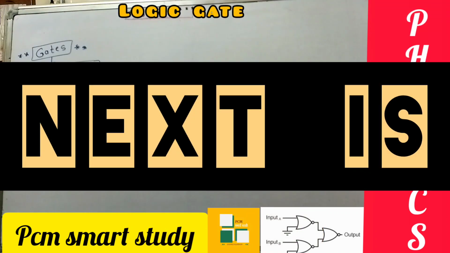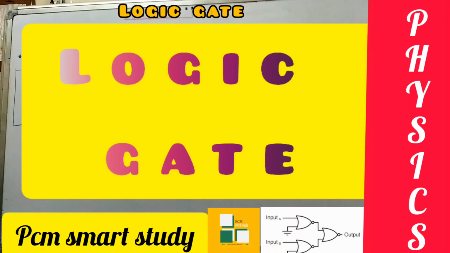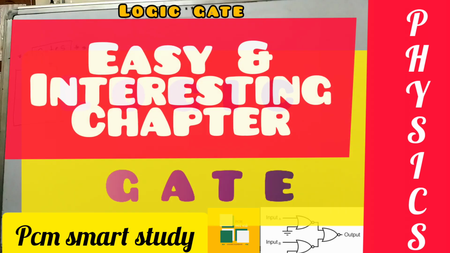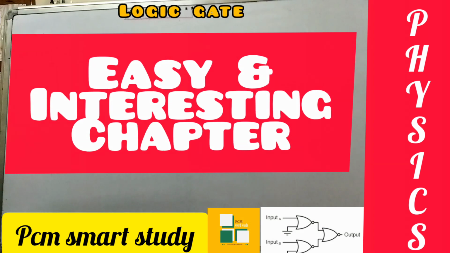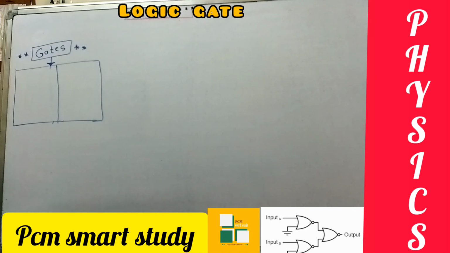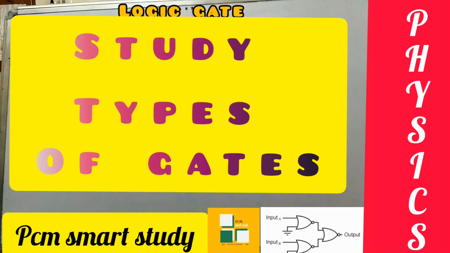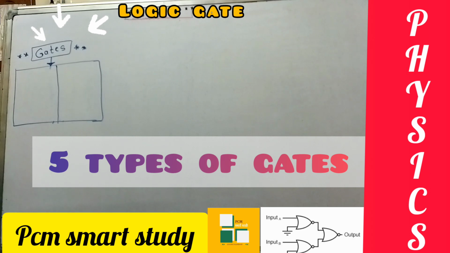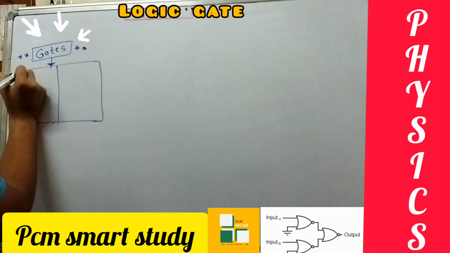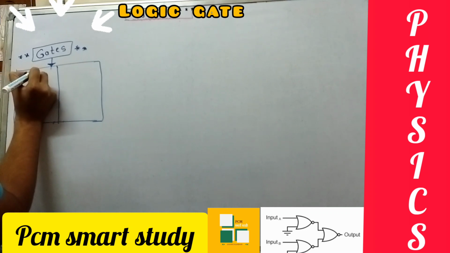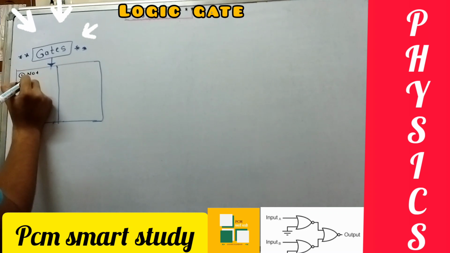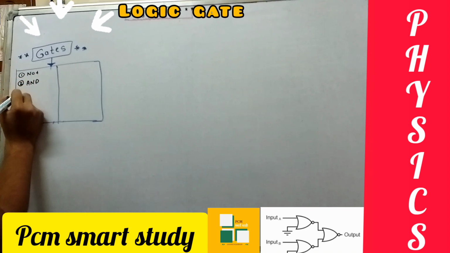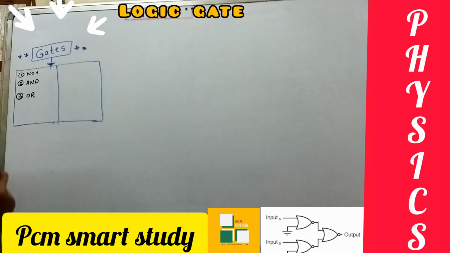Next is logic gates. So we start logic gates. This is an easy and interesting chapter. In this chapter, we are studying different gates and their properties. There are 5 types of gates. First is NOT gate, second is AND gate, third is OR gate, and NAND gate, and last is NOR gate.